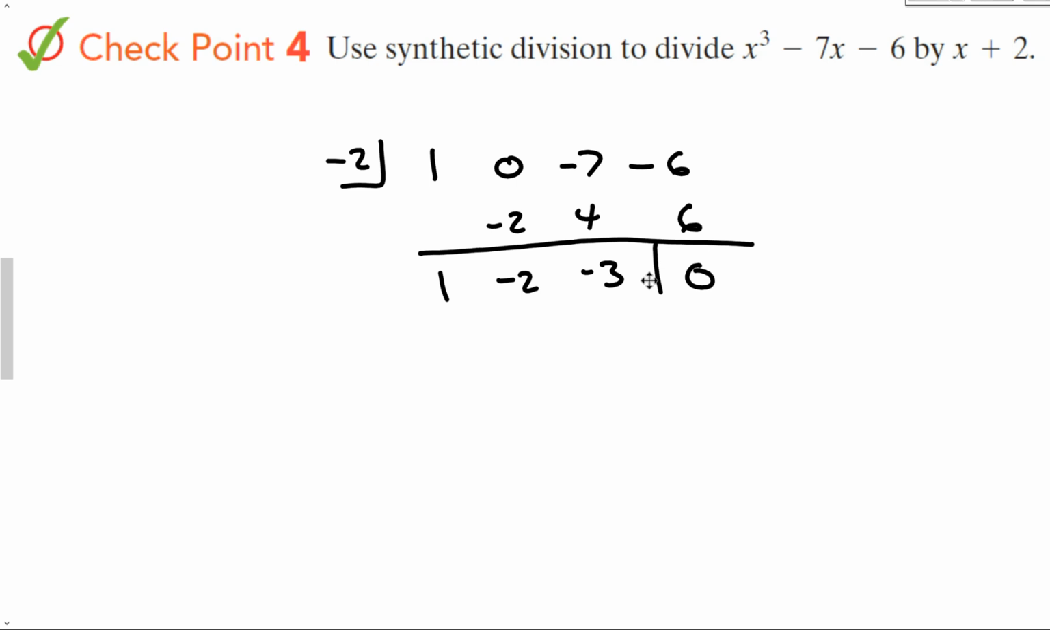Notice I put this little line here that just helps me remember that the last term is the remainder, and this tells me that x plus 2 is a factor of x to the third minus 7x plus 6 because the remainder was 0. And the answer is x squared minus 2x minus 3. Now you might notice that my answer is something I can factor using quadratic techniques into x minus 3 times x plus 1.